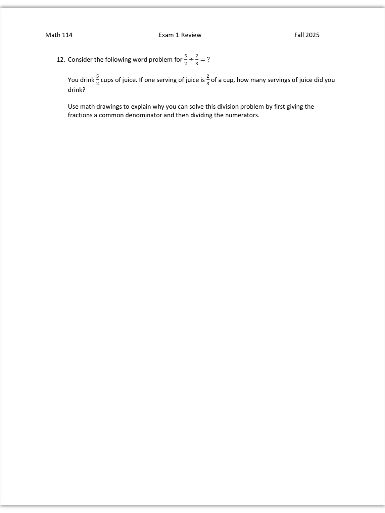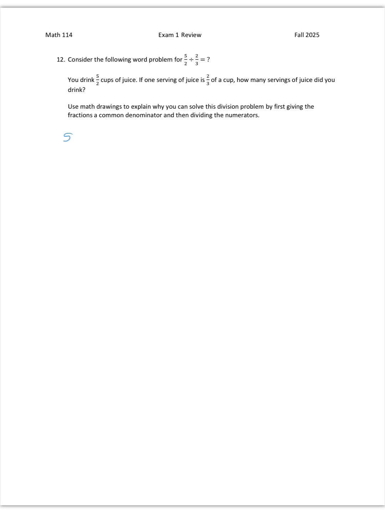So the diagrams that work to explain this are strip diagrams. First I'm going to get common denominators so that the parts of my strips are all the same size. The common denominator for halves and thirds would be 6.